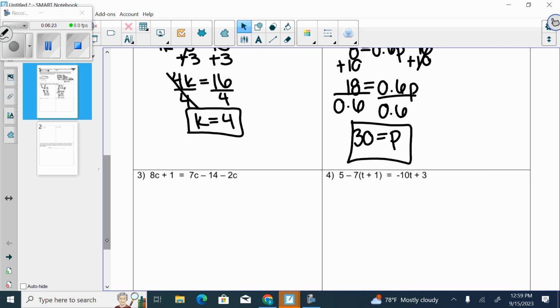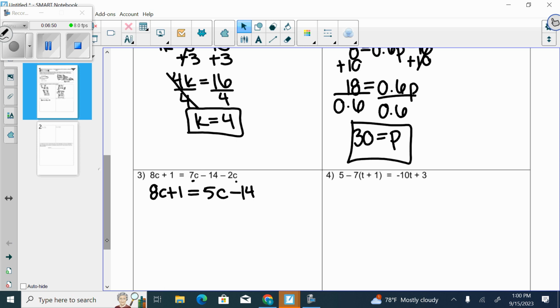What could we do first here? Add the 7 and the negative 2. Very good. So these are on the same side. So I'm going to go ahead and put them together before I start trying to move things to the left or right. Okay, so I'm going to leave my 8c plus 1 alone. So we've got 7c and negative 2c. What would that give us? 5c. So I'd have 5c, and then we still have that minus 14.